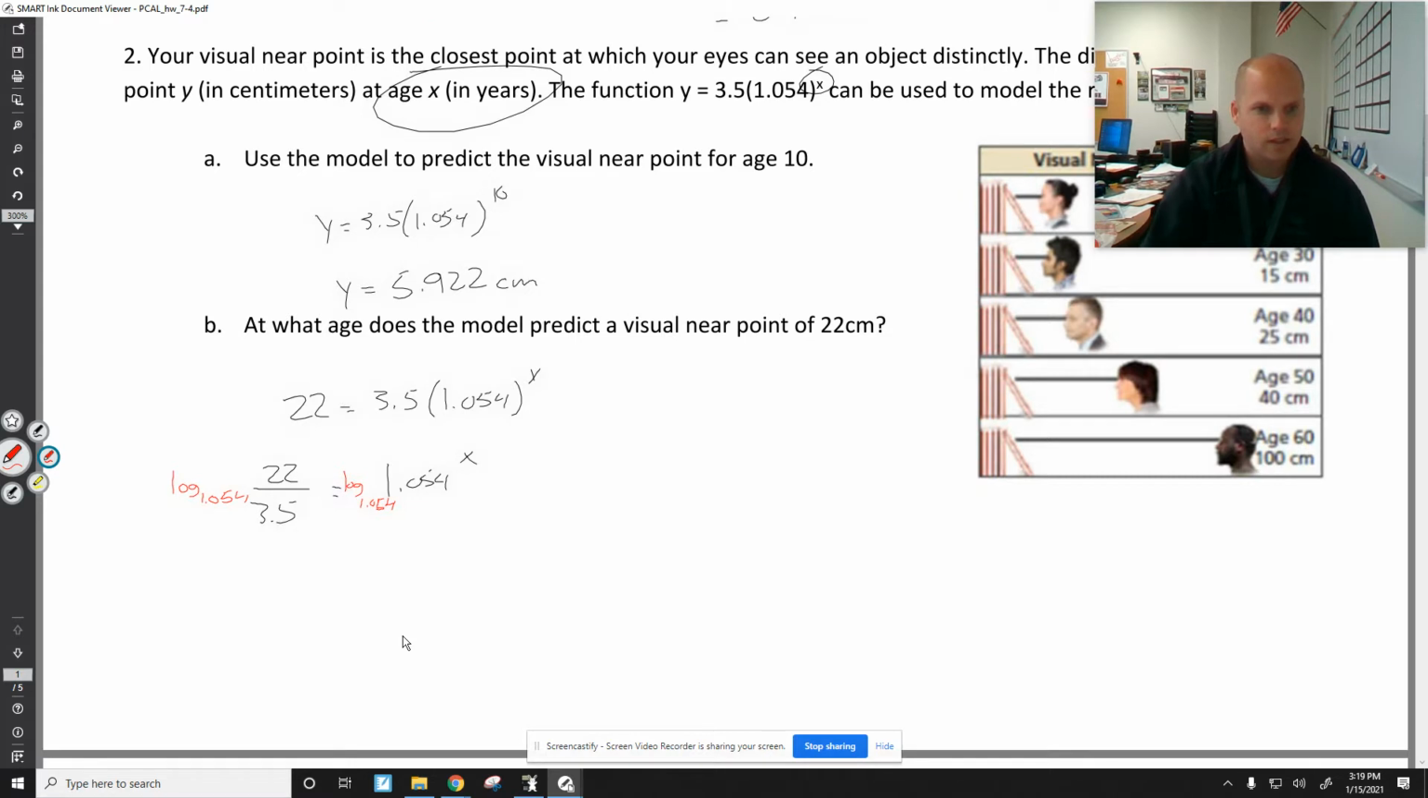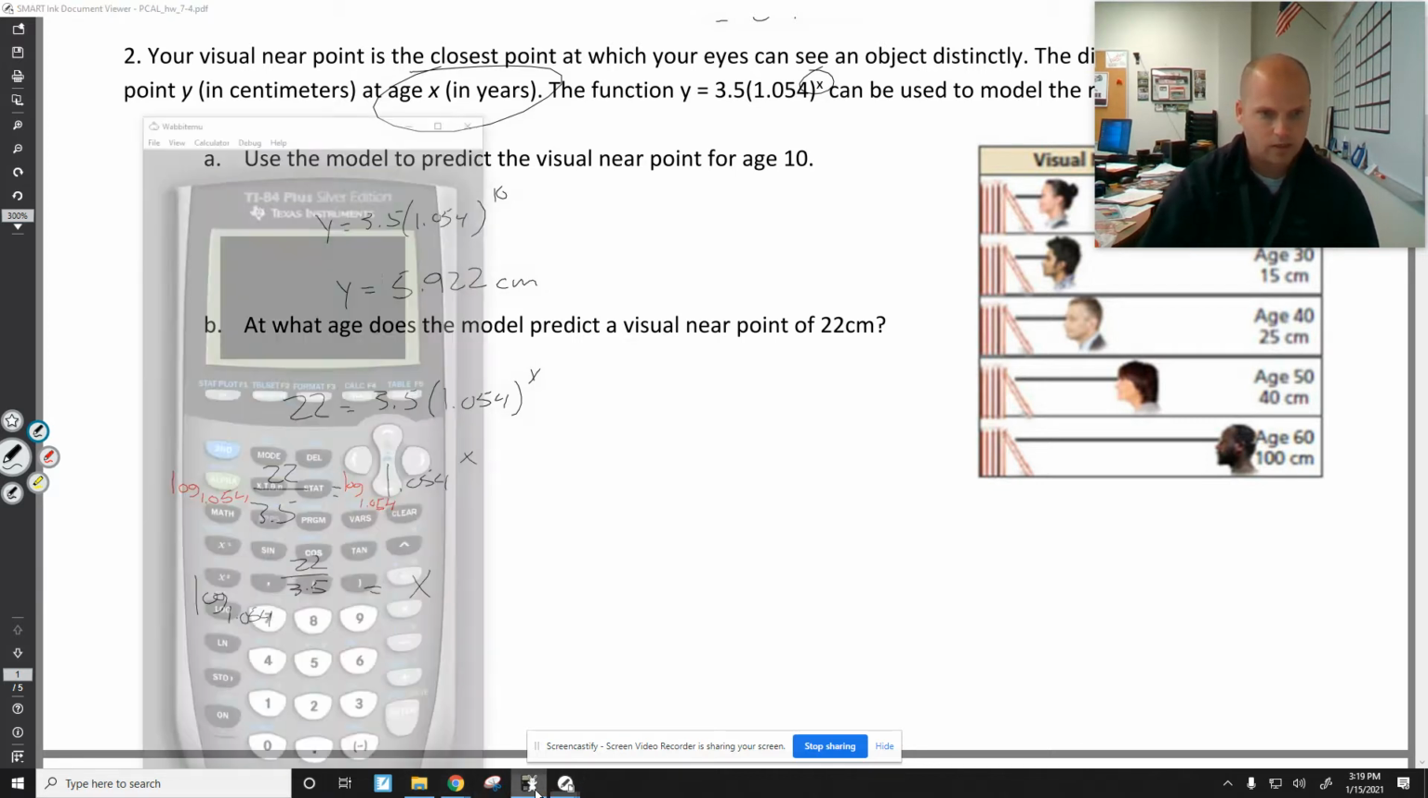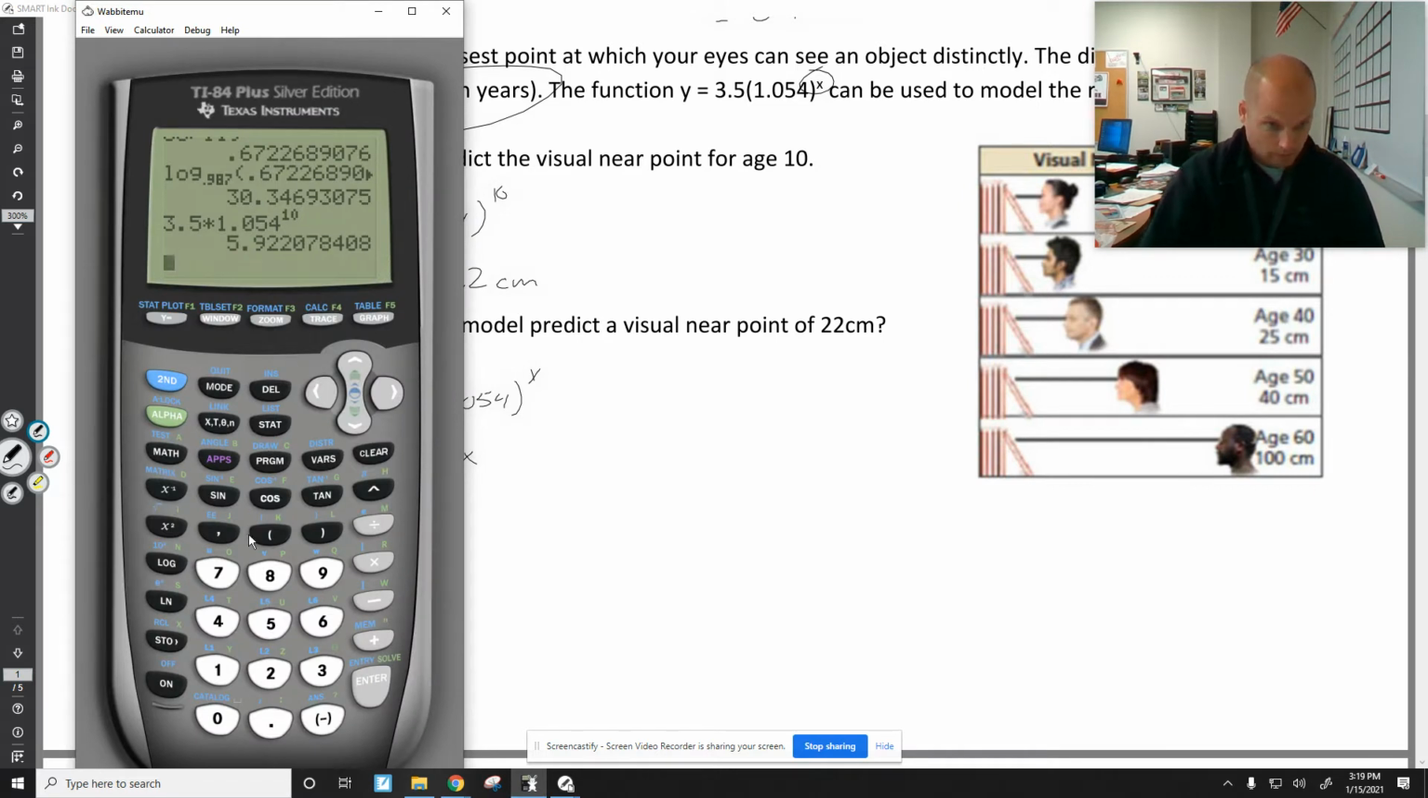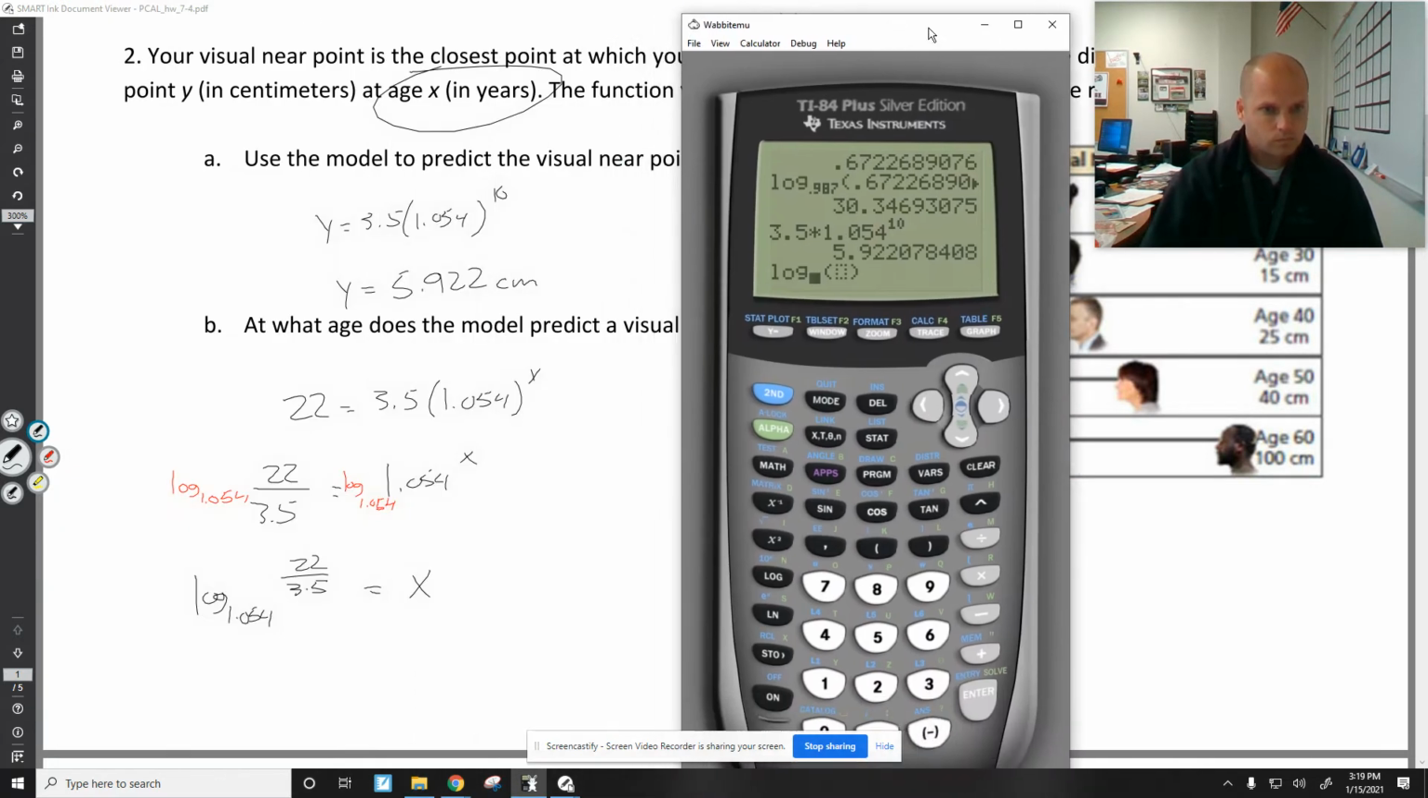Of both sides, you get x equals log base 1.054 of 22 over 3.5. Let's type that into our calculator. I'll do it all at once. Math, up, log base 1.054 of 22 over 3.5. Enter.